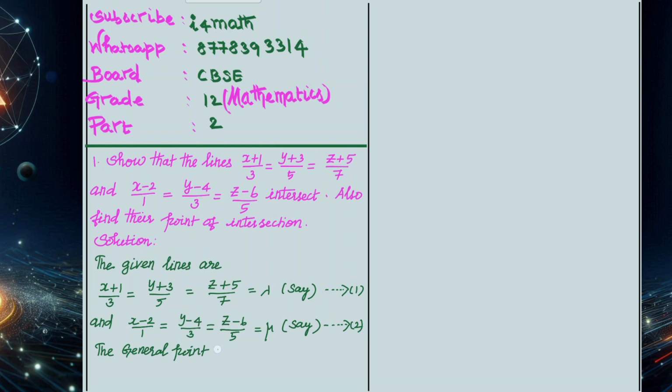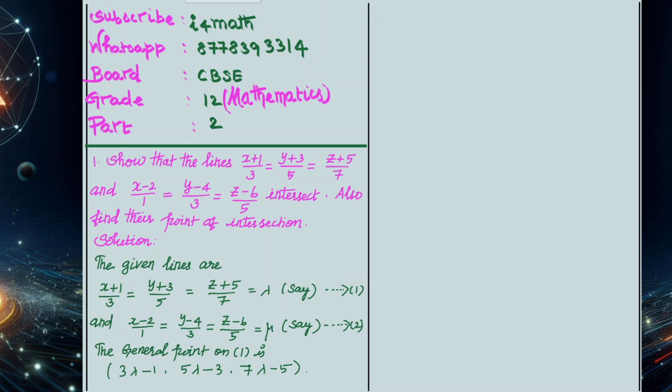The general point on the first line can be taken by equating the first term, (x plus 1) divided by 3, to lambda. From that we can find x equals 3 lambda, taking this plus 1 to the right hand side. So 3 lambda minus 1 will be the x coordinate. Similarly the y coordinate is 5 lambda minus 3 and the z coordinate is 7 lambda minus 5.